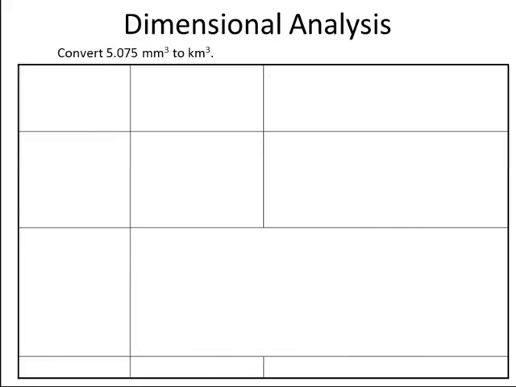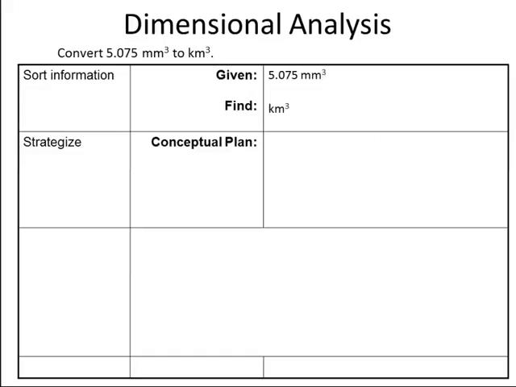All right, let's add a little twist to this. This is going to be a useful tool for you when dealing with units that are squared and cubed. All right, I'm going to show you the example with cubed. So we're going to convert 5.075 millimeters cubed to kilometers cubed. So sort the information. We're given 5.075 millimeters cubed. We're going to find kilometers cubed. Conceptual plan. We're going to go millimeters cubed to meters cubed to kilometers cubed.